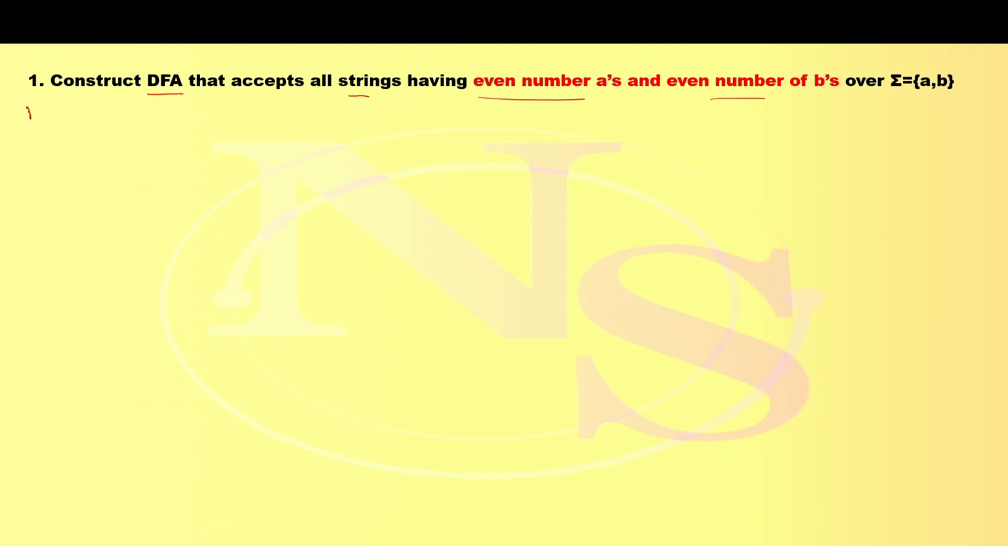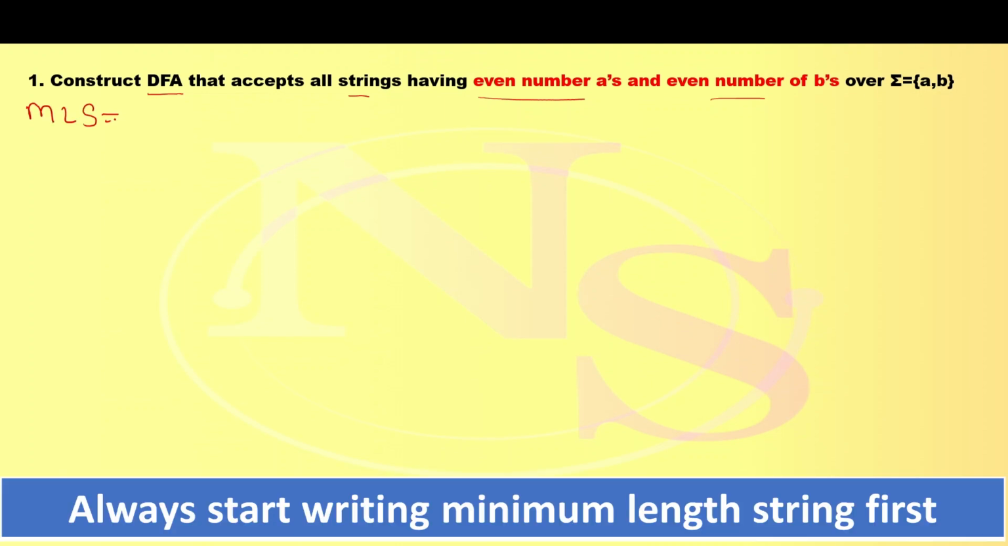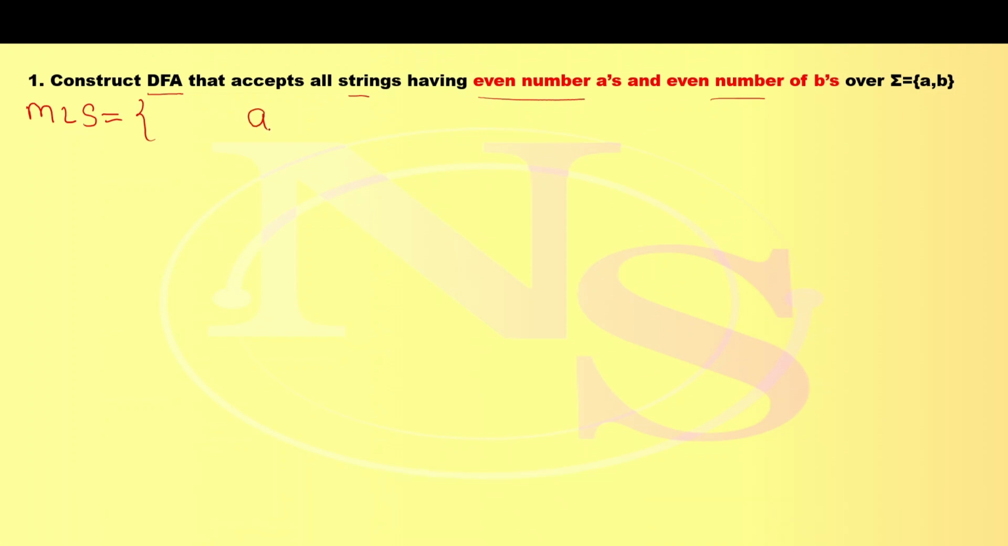For example, try to write down the minimum length string from the given condition. If I write a single A here, how many A's? 1. It's not even. If I write 2 A's, how many A's? 2. So even number of A's. But in this case, how many B's are there? Number of A's are 2. Number of B's are 0. And there is an AND. As we know, whenever AND is there, both conditions should get satisfied. So this is a valid string as 2 is even and 0 is also even.